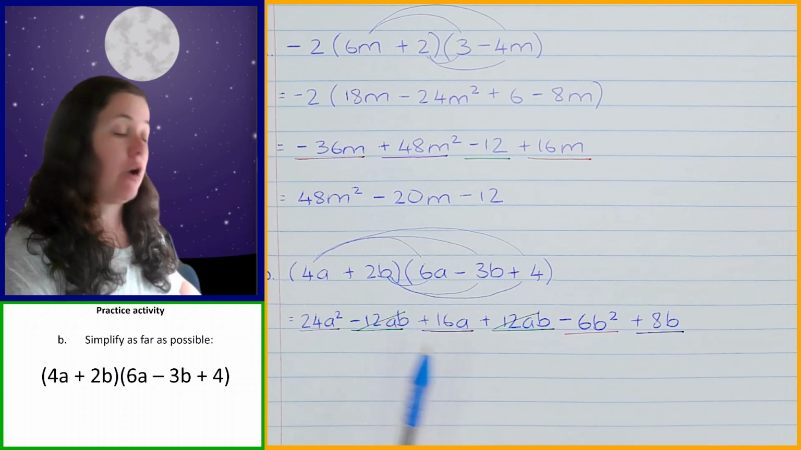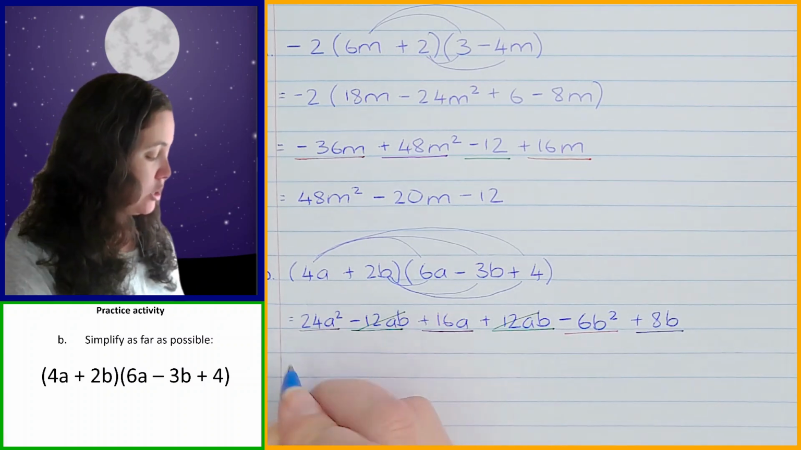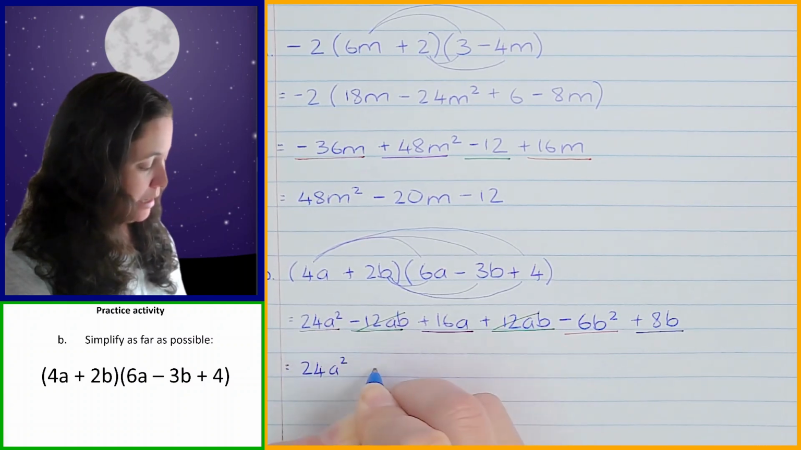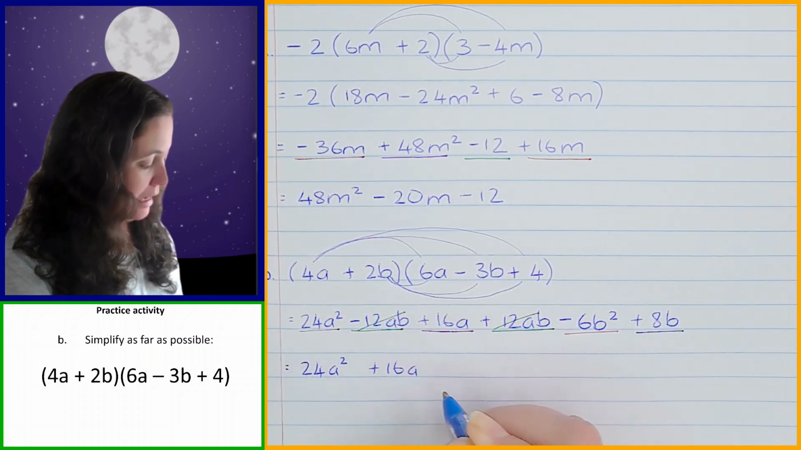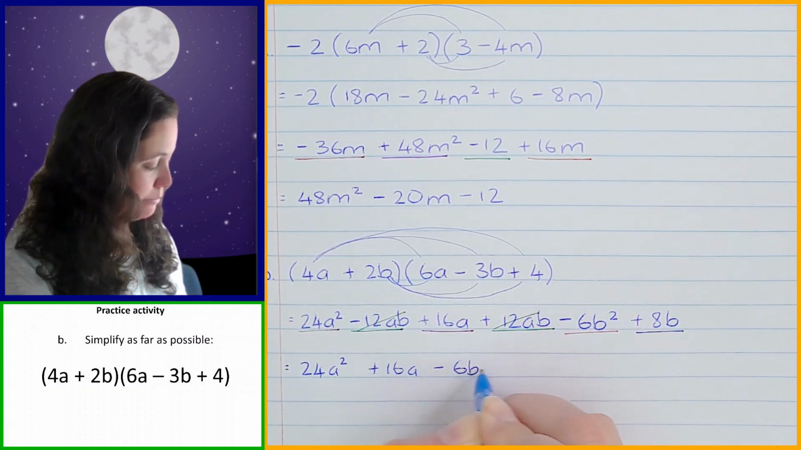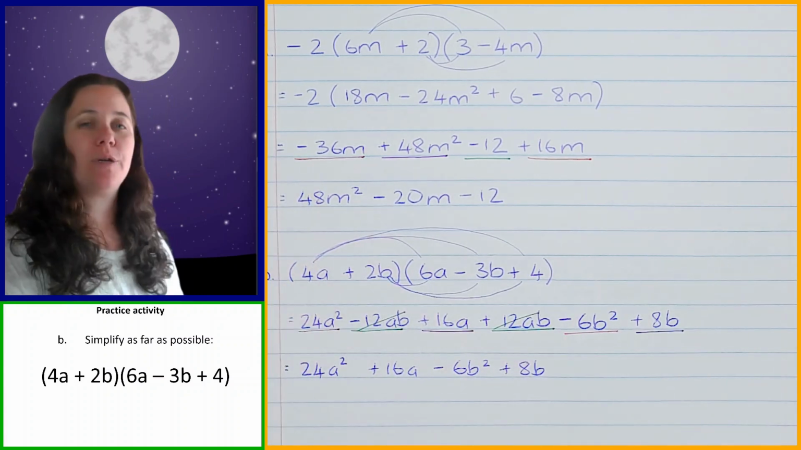Then we go on to our b's. I've got b squared, and then I've got b, so those are also in the correct order. So I can just write it down as it is over there. So 24a squared plus 16a. Then I go on to my b's. So I've got minus 6b squared plus 8b. So that's what we should have got for question B.